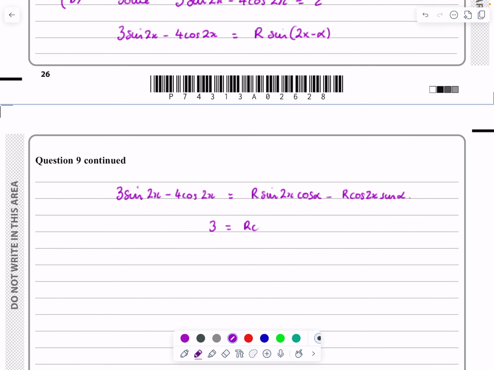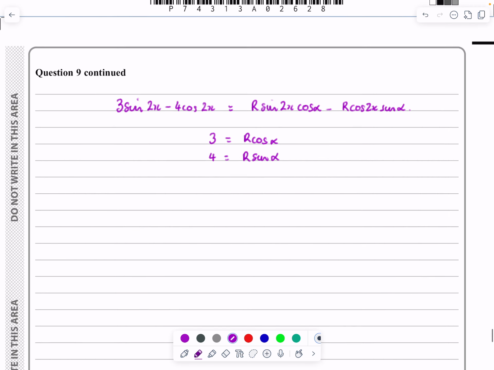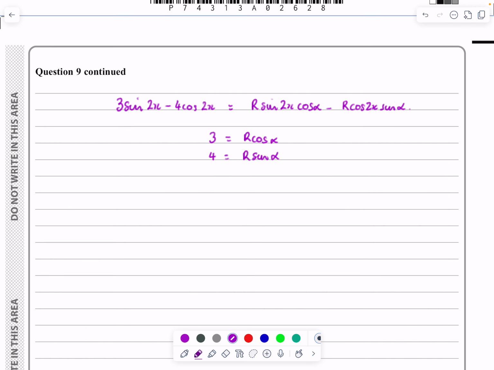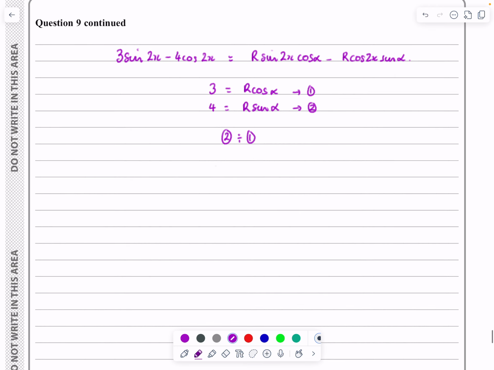3 is going to be equal to R cos alpha, and 4 is going to be equal to R sine alpha. At this stage, we always have R cos alpha and R sine alpha equal to something, because what I'm then going to do with these two, you should absolutely know at this stage: if I divide the second by the first, I'll get tan alpha. So let's tell the examiner I'm doing that. The second divided by the first gives me tan alpha, because the R's go and I get sine over cos. Tan alpha is equal to 4 over 3.